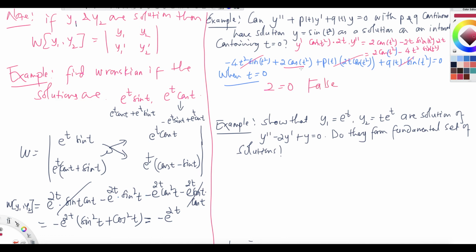So this equation cannot have this as a solution in any interval containing 0. So the answer is no. That's what we can say.